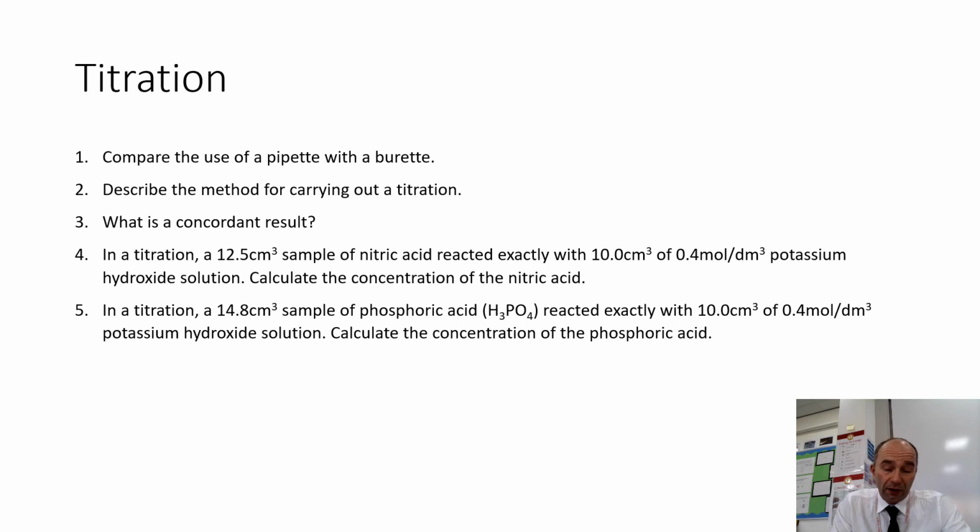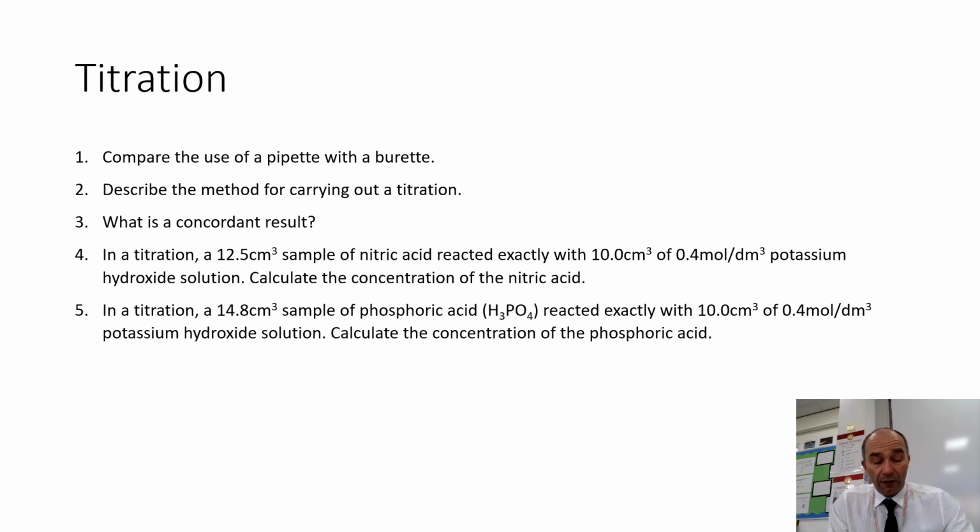Then your fourth activity is to work out that in a titration, a 12.5 cubic centimetre sample of nitric acid reacted exactly with 10 cubic centimetres of 0.4 moles per decimetre cubed potassium hydroxide solution. You need to calculate the concentration of the nitric acid. If you're wondering where to start there, write out the balanced equation to start with.